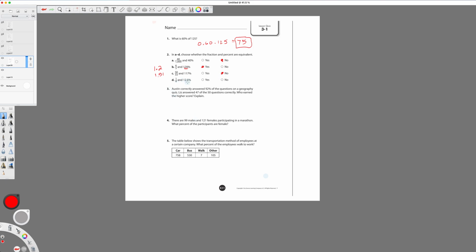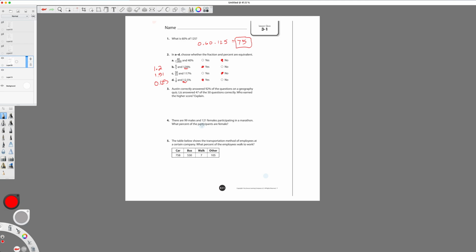And then last one, 1/8. I happen to recognize 1/8 and 12.5%, but if you don't, it's okay. Just take 1 divided by 8, and you'll get 0.125. And that is the decimal form of 12.5%, so that's a yes.